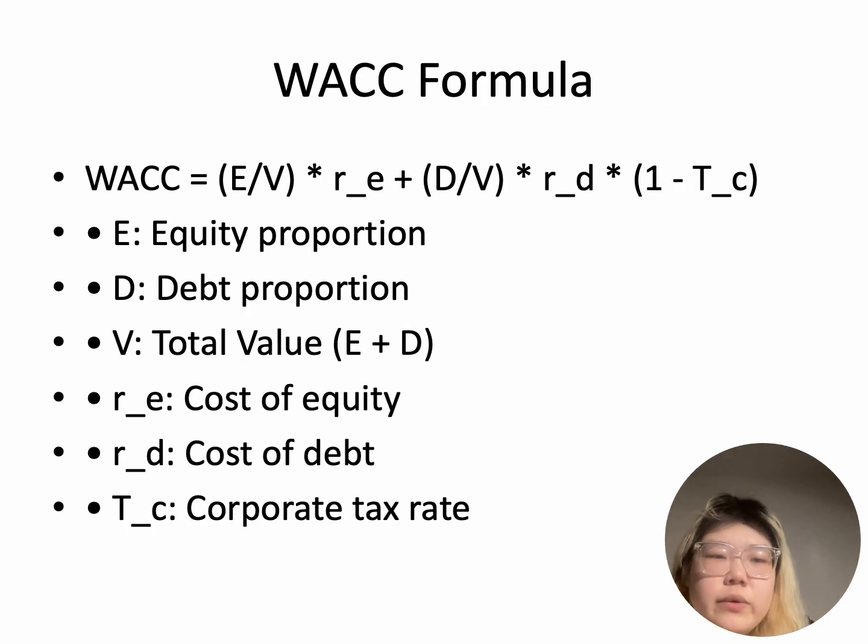So basically, we use the fundamental WACC formula to find the company's WACC. We need to find the E, the equity proportion, the D, the debt proportion, and also the V, which is the total value of the company, which is E plus D. And we also need to find the cost of equity and the cost of debt. And also we need the corporate tax rate of the whole company. Next we need to find all of this separately.